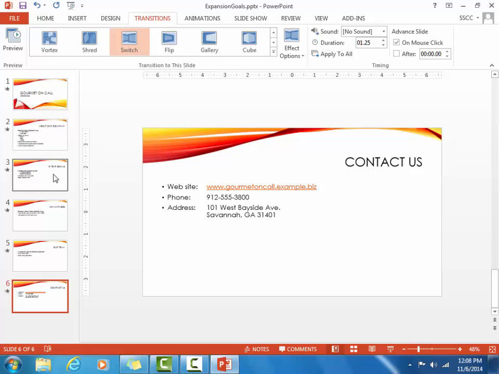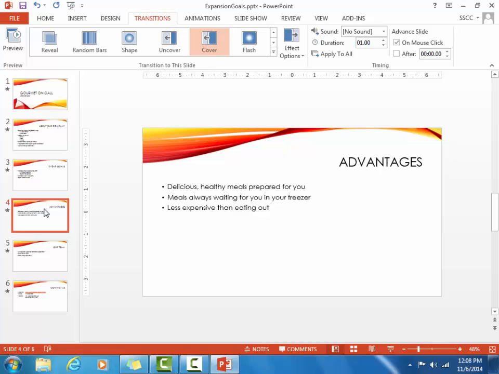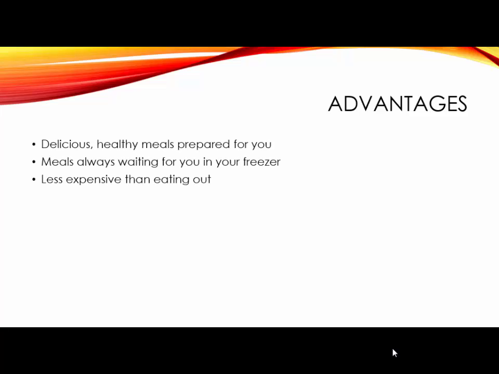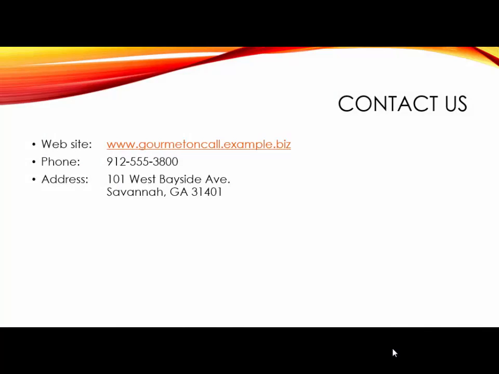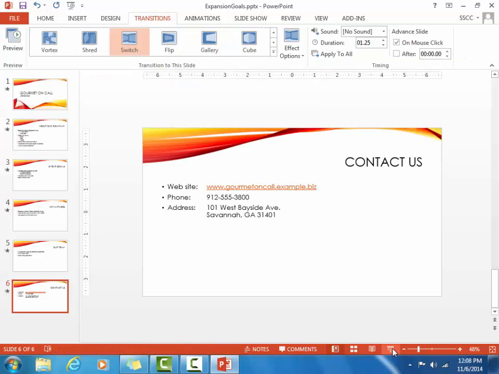Display slide 4, and then click the Slide Show button. Advance the slide from 4 to 5, and then from 5 to 6. Alright, exit the slide show and save your changes.